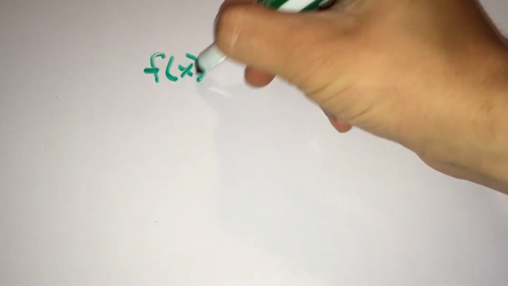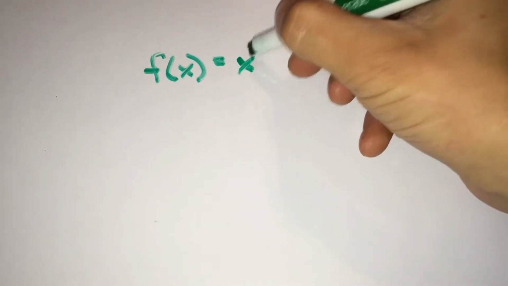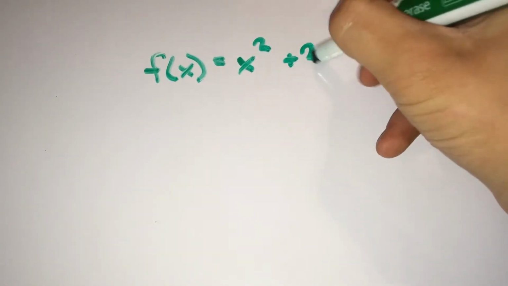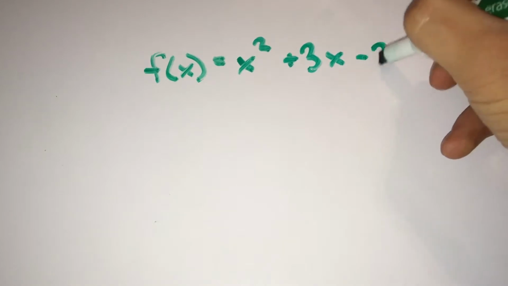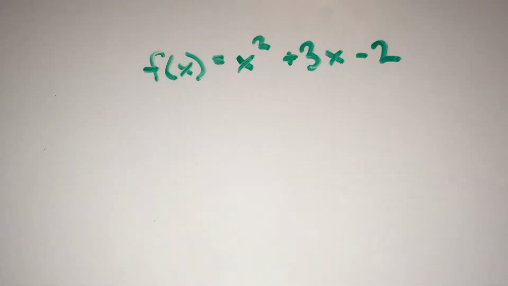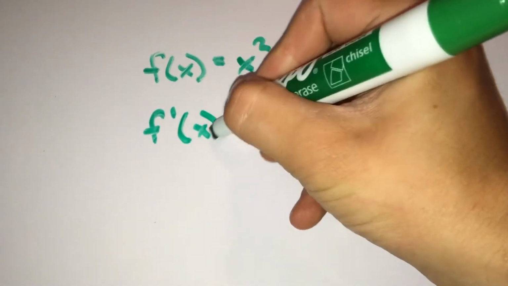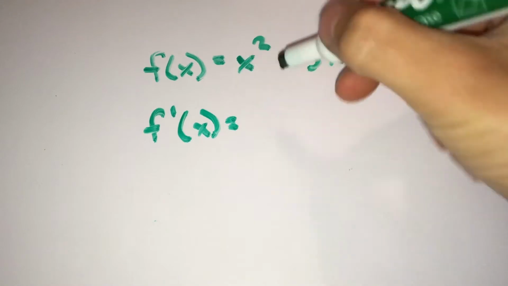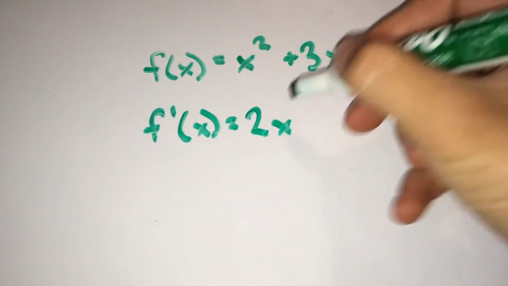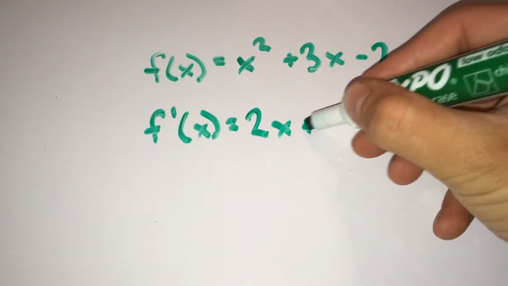Okay, for the next problem, we'll have f of x equals x squared plus 3x minus 2. So the power rule works the same even though we have 3 terms here in the function. You just apply it to each term. So 2 times 1 is 2, and then subtract 1 from the power. So we'll just have 2x.